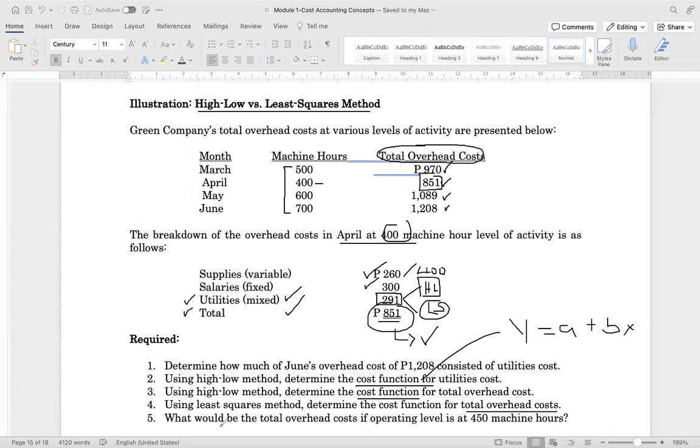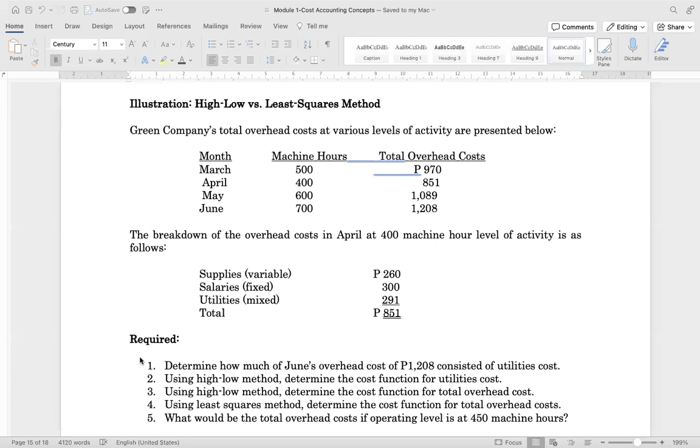And what would be the total overhead cost if the operating level is at 450 machine hours? It means that after determining the cost function, you just apply this 450 machine hours as your x, then you can compute for the total cost, depending on whether we apply the high-low method or least square regression.